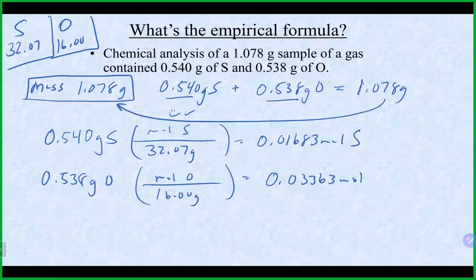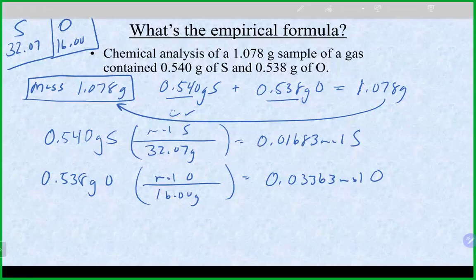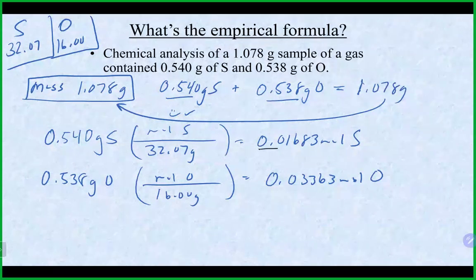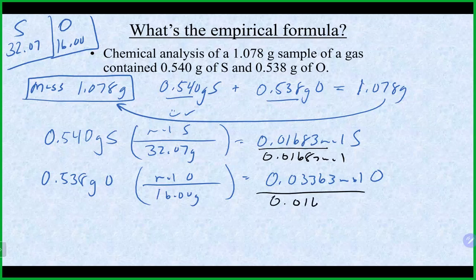0.03363 moles of oxygen. Here again, we're always dividing by the smallest. So in this case, it looks like sulfur wins. So 0.01683 moles divided by 0.01683 moles here are 3 moles. And that's going to give us obviously 1 for the sulfur there.